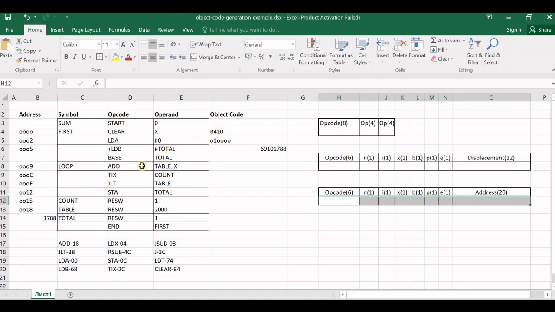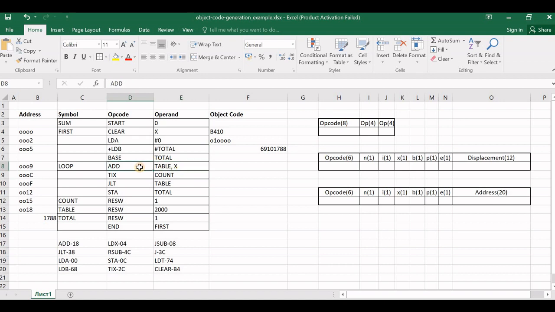Add table comma x is the next instruction. Now the first job is identifying which instruction format it is in. This instruction is not in format 1 because you have 2 operands. It is not in format 2 also because both are not registers. The first operand is a memory location and the second operand is a register. So it is not in format 2 also.